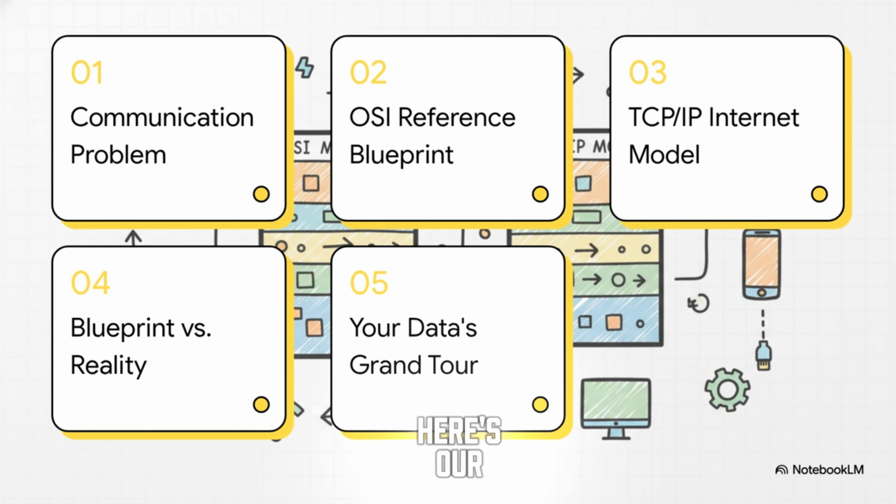So here's our game plan. We're going to start with the big problem that needed solving. Then we'll look at the two big models that came out of it, the theoretical OSI model and the practical TCP/IP model. We'll put them side by side to see how they relate, and then we'll follow a piece of your data on its wild ride across the internet.